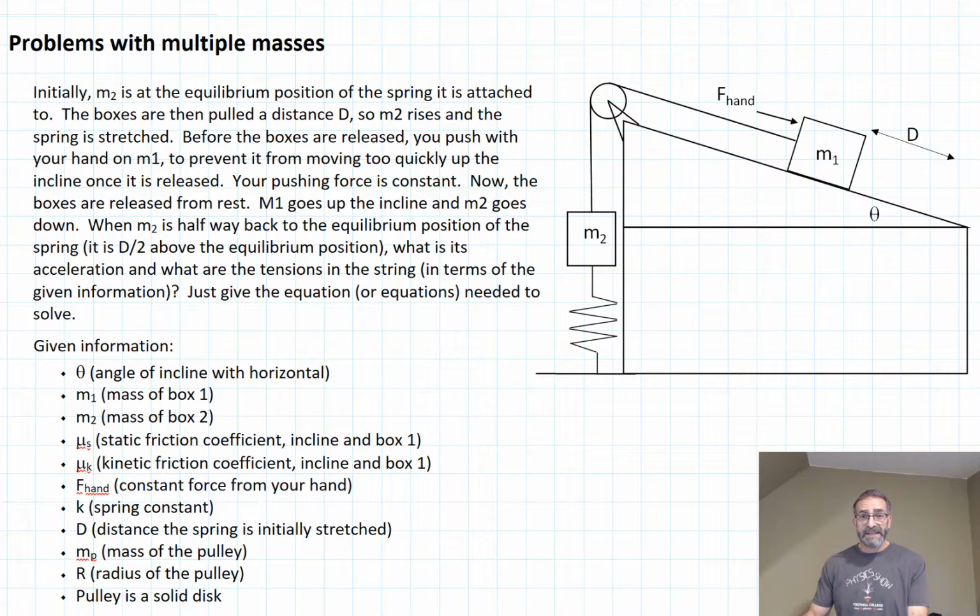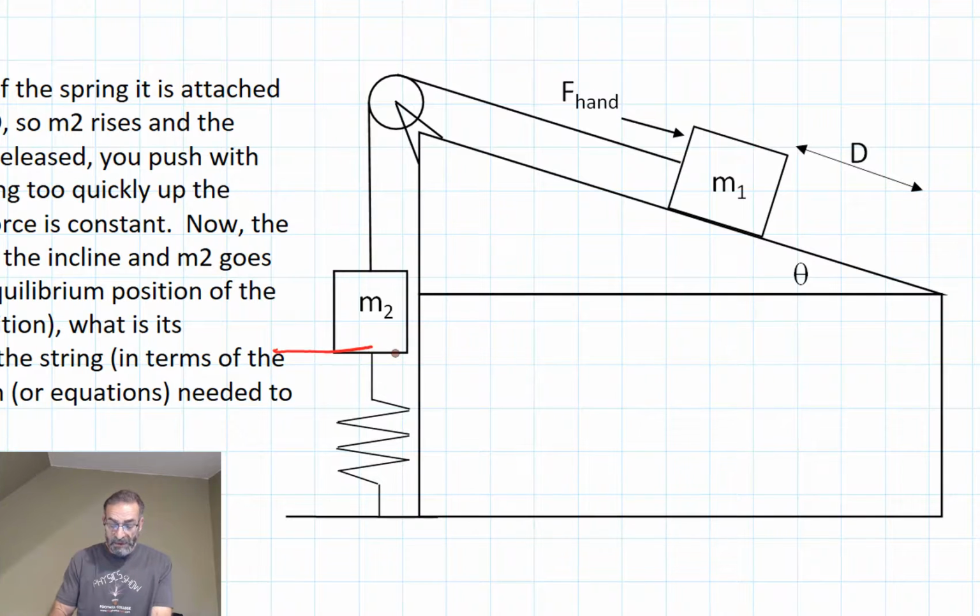This is basically the same problem we solved in the last video. In the last video, they were asking for speed and we used energy. I've changed it slightly. In this case, we're not interested in the time when M2 gets back to its equilibrium position. It starts up here, a distance d from its equilibrium position.